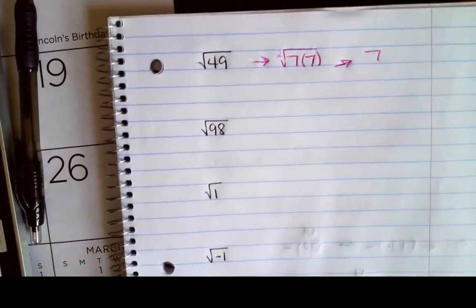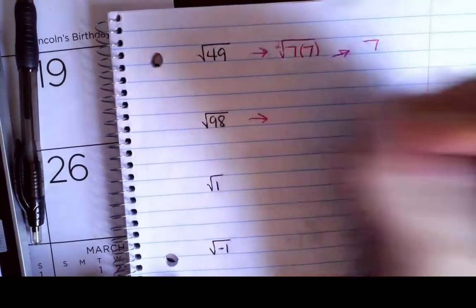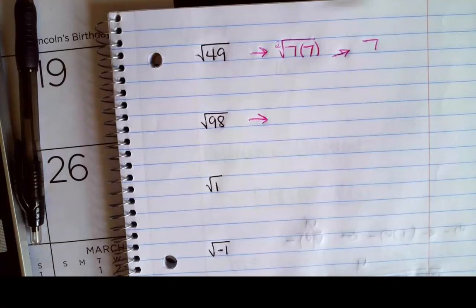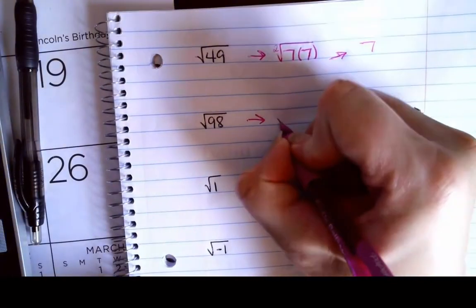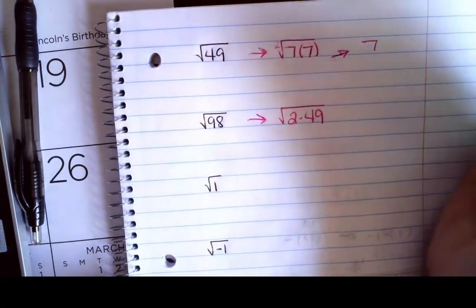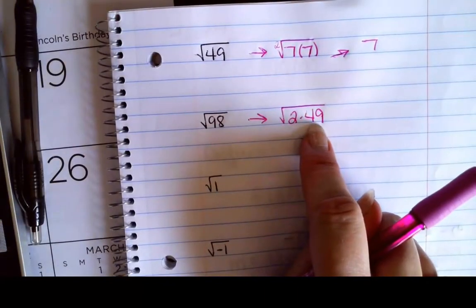Okay, so let's try 98. Well, 98 is not a perfect square, so I need to break it down. What's a number that goes into 98? Well, it's even, so 2 goes into 98. So I can rewrite that as 2 times 49. And now I notice something: 49 suits my purpose because I'm looking for square roots.